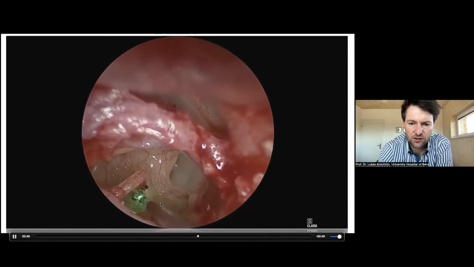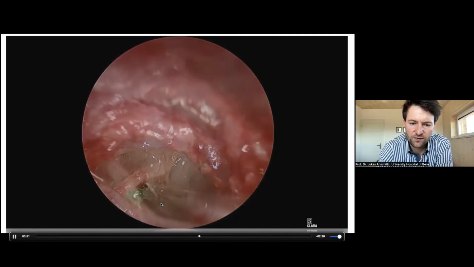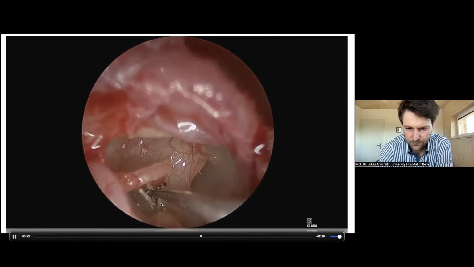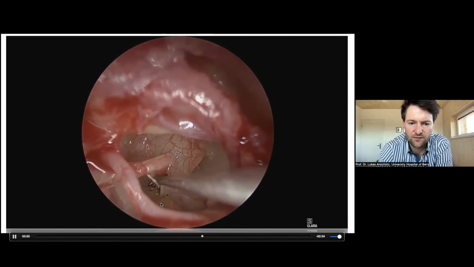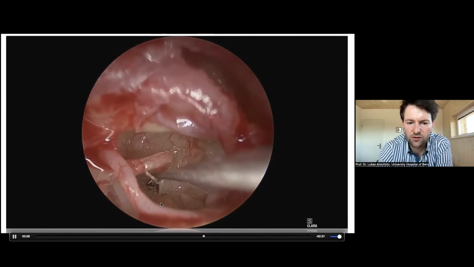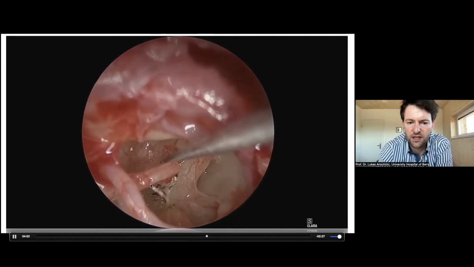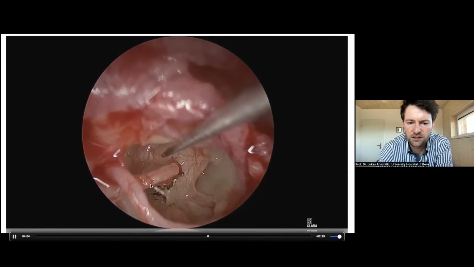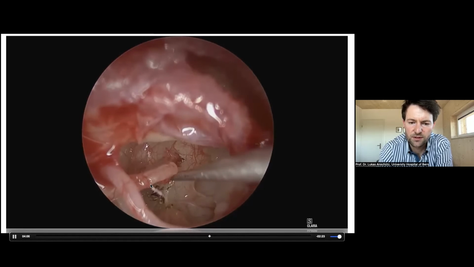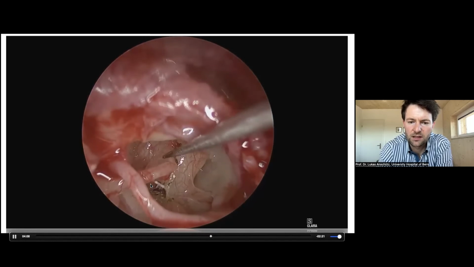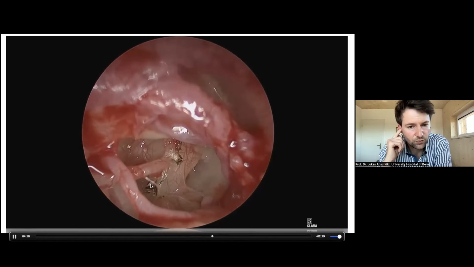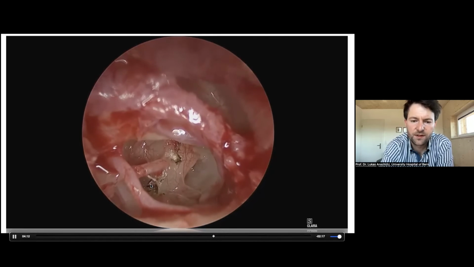I think this is not so important which kind of technique you use. And so now I have a good mobility of the posterior crus. So I can check on the footplate here and break away the anterior crus towards the promontory. And then we can remove the superstructure of the stapes.